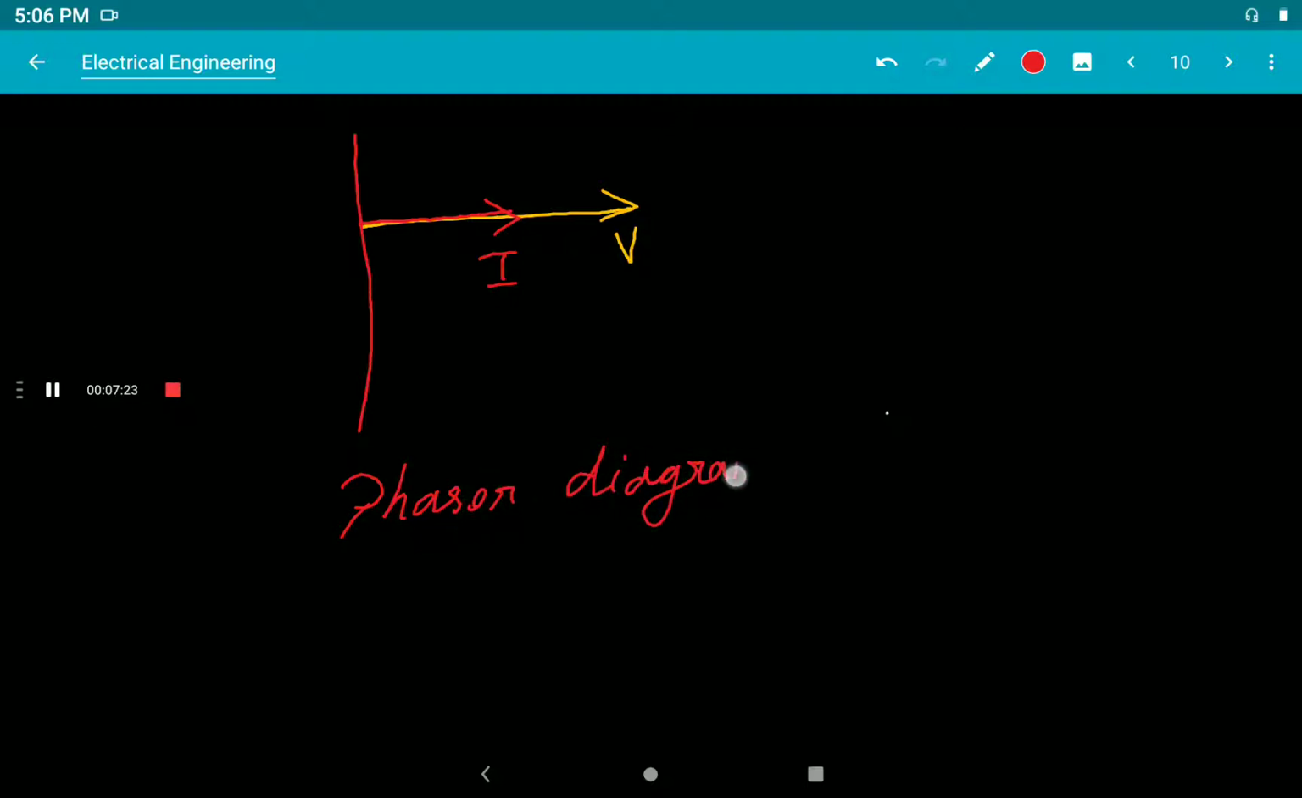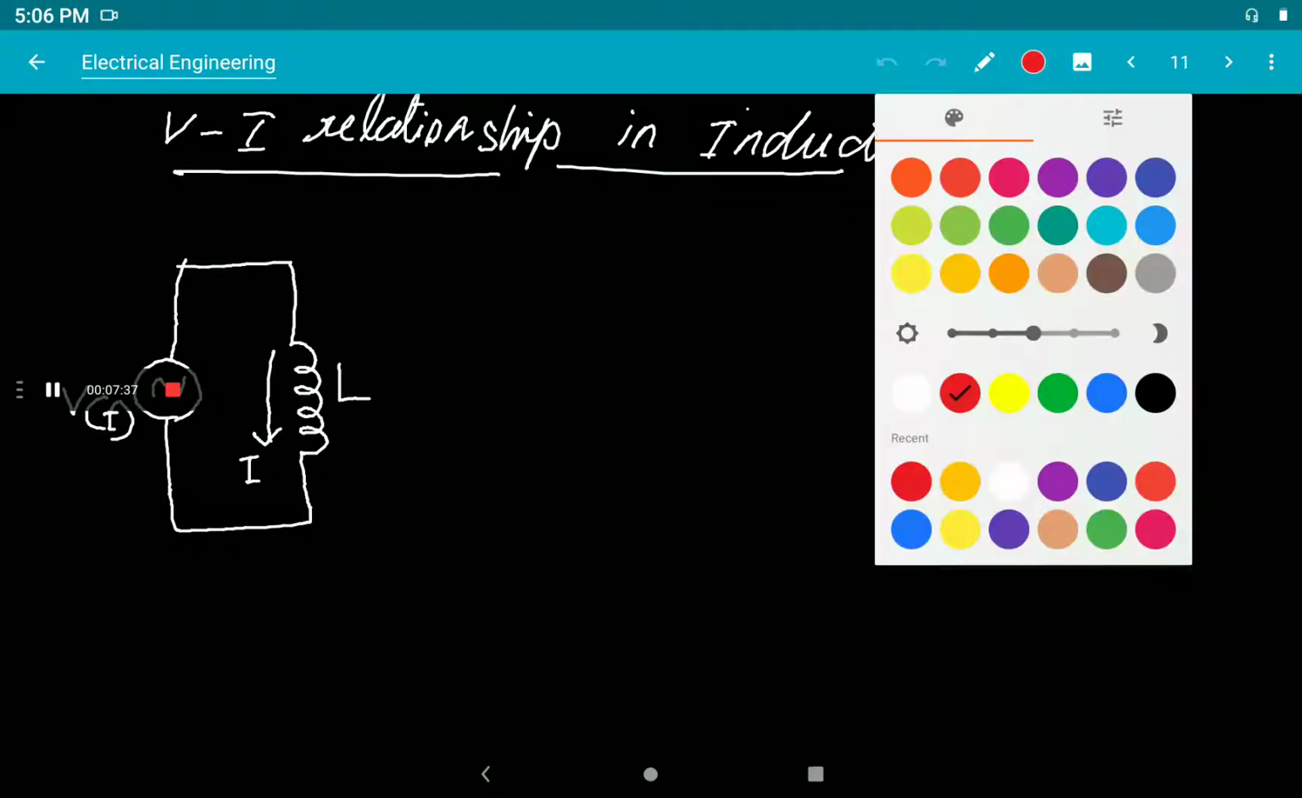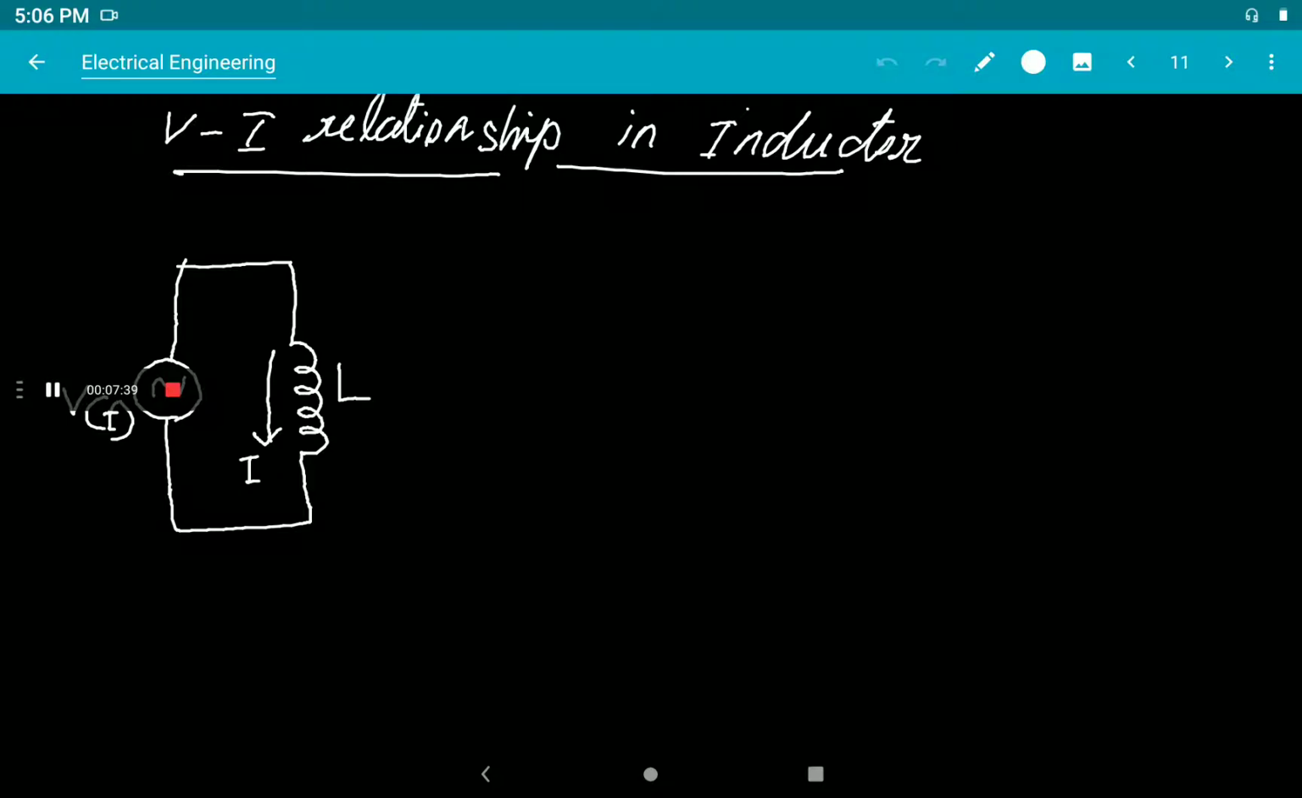Phasor diagram representation of voltage and current relationship in a pure resistance circuit. Okay. So now we are going to consider a voltage and current relationship in an inductor. Inductor means it's a coil. So when a coil is connected across a voltage V of t is equal to Vm sin omega t.